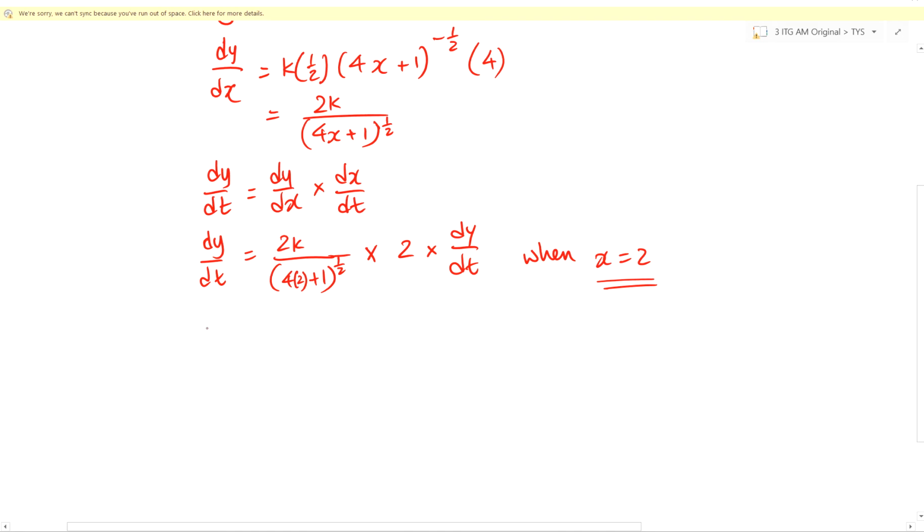Okay, let's simplify. So dy/dt is 2k over, square root of 9 is 3, 2k over 3 times 2. So let's change this to become 4. 2 times 2 is 4 times dy/dt.